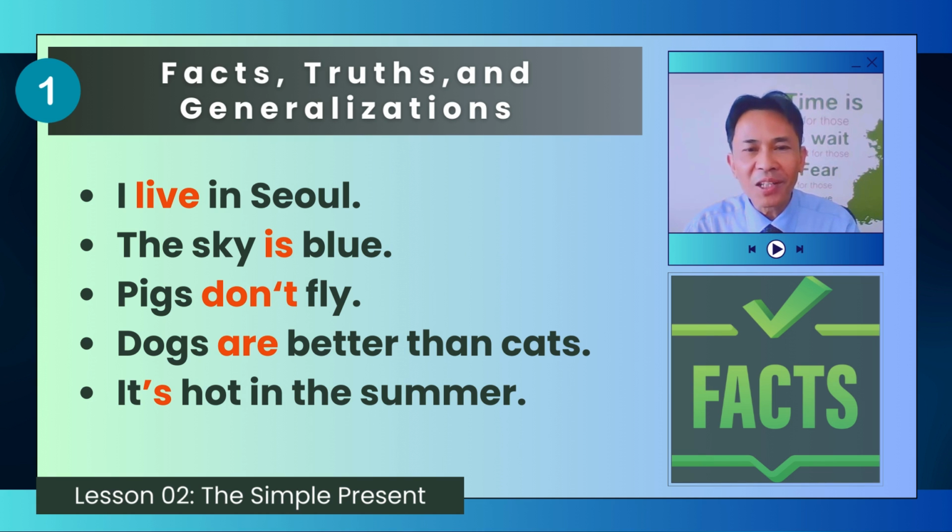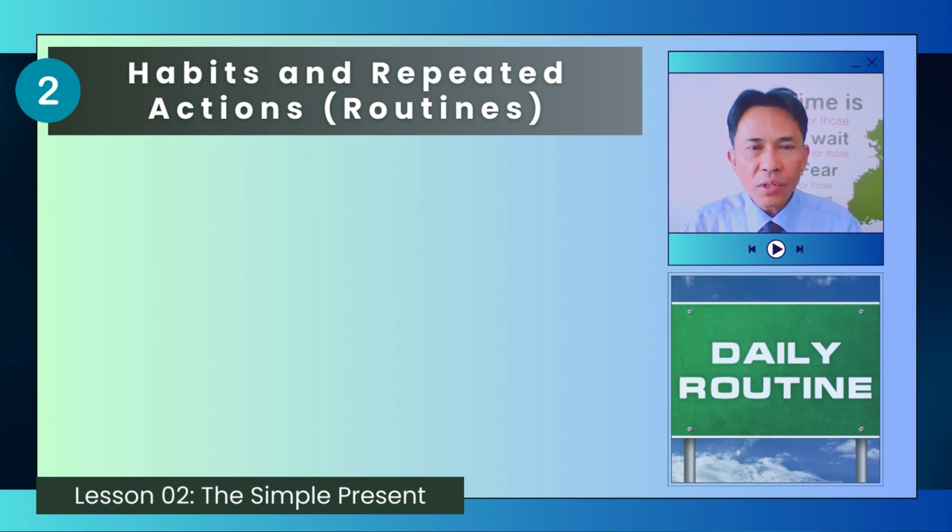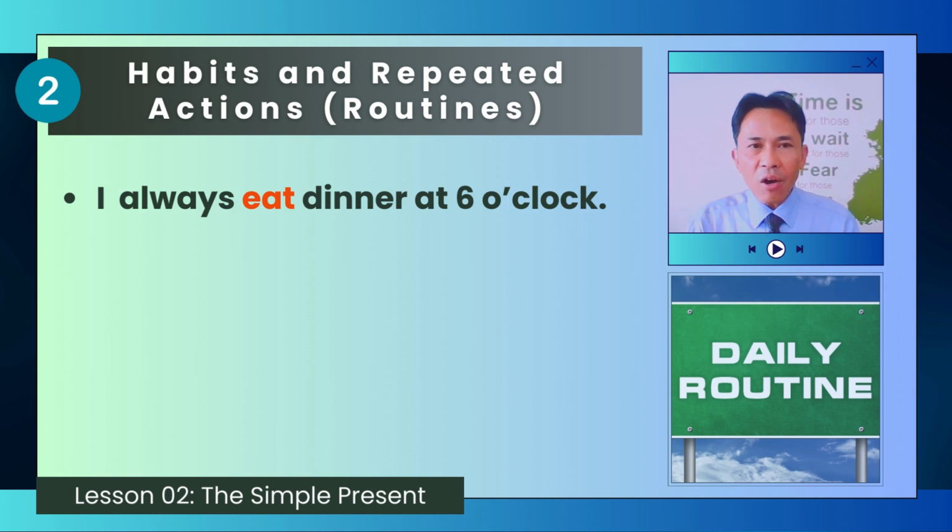Now, let's move on to the next usage. We also use the simple present tense to talk about routines and habits or repeated actions. Now, these are things and actions that happen on a regular basis, something that happens regularly. Let's look at some examples here. I always eat dinner at 6 o'clock.